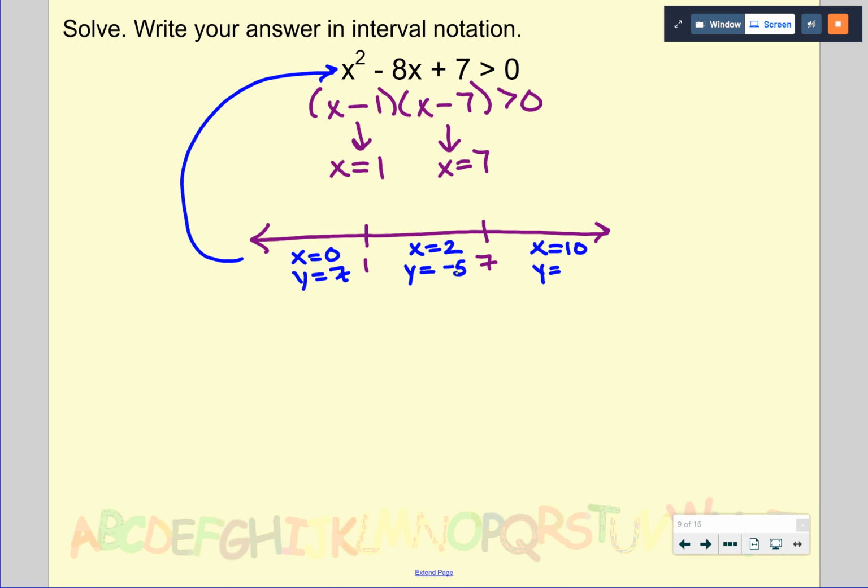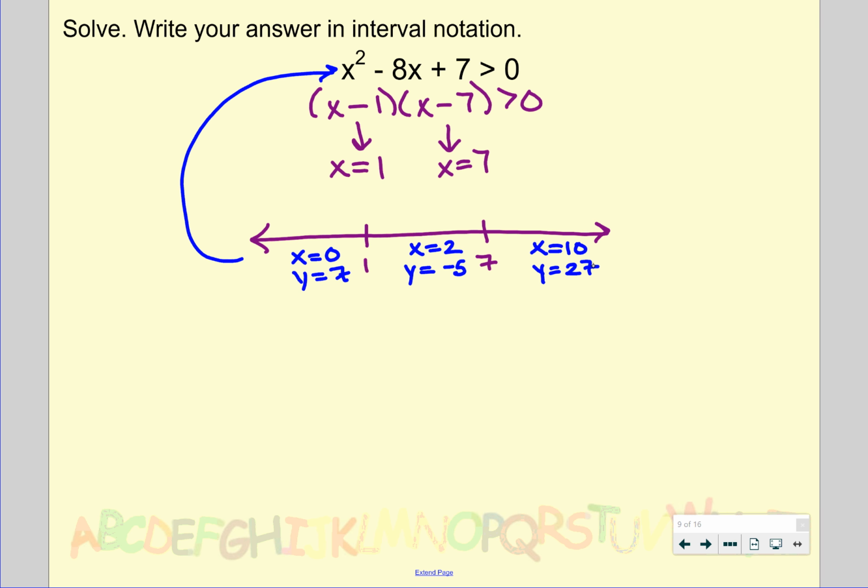-5. And then 10. 10 squared minus 8 times 10 plus 7. What does that give you? 27. Now, because you can plug different numbers in each of these regions, the number itself that we're getting out isn't super important. It's the sign of the number that we're concerned about. Are we getting out a positive or are we getting out a negative?